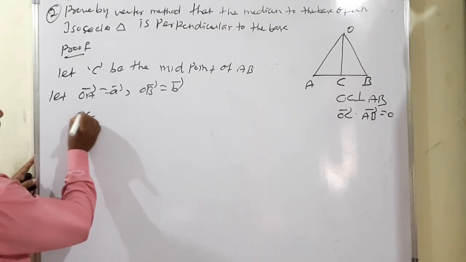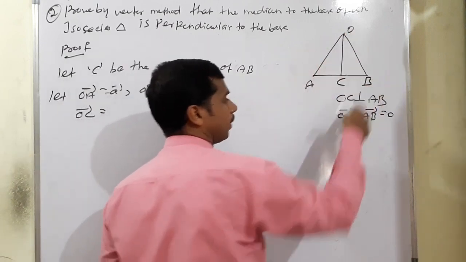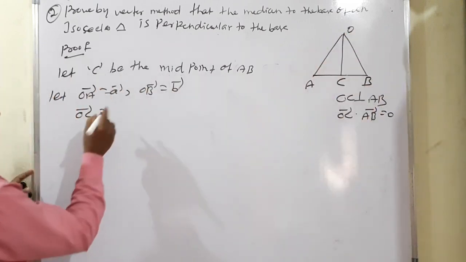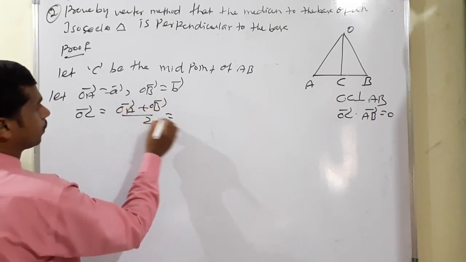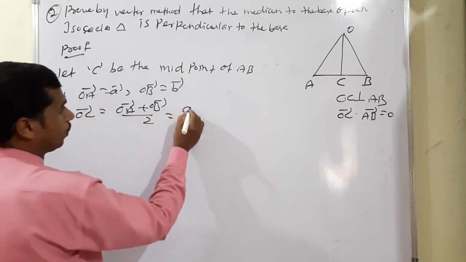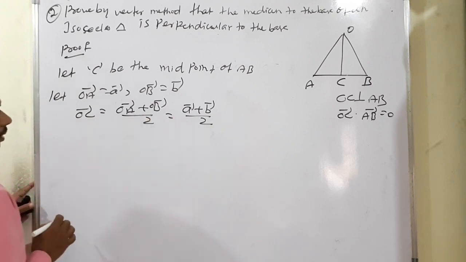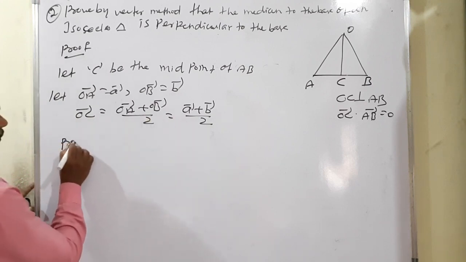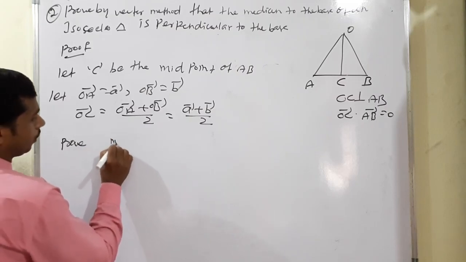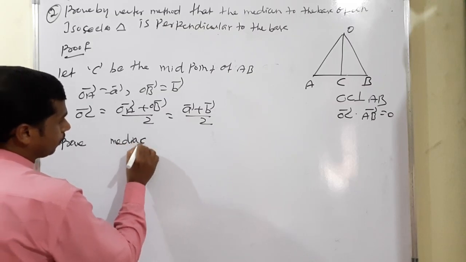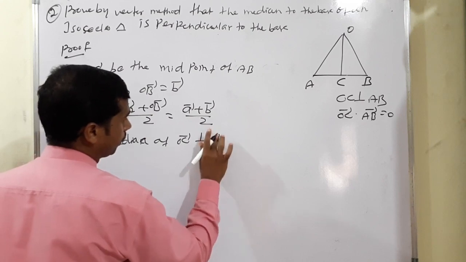So first we need to find out OC vector. OC vector means definitely we can say OA vector plus OB vector divided by 2, isn't it? So OC vector is equal to OA vector plus OB vector divided by 2. OA vector considered as A vector, no? Therefore we can write A vector plus B vector by 2. That is OC vector, isn't it? Now prove OC vector perpendicular to AB, isn't it?